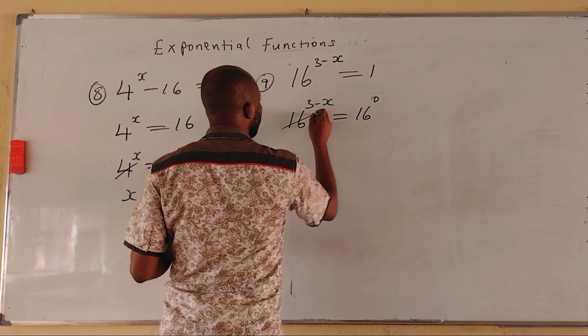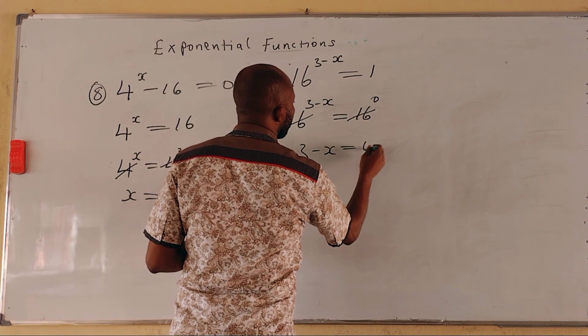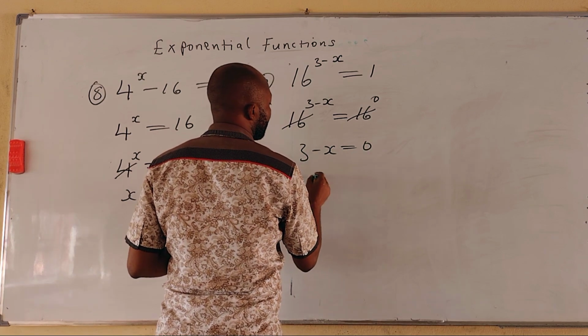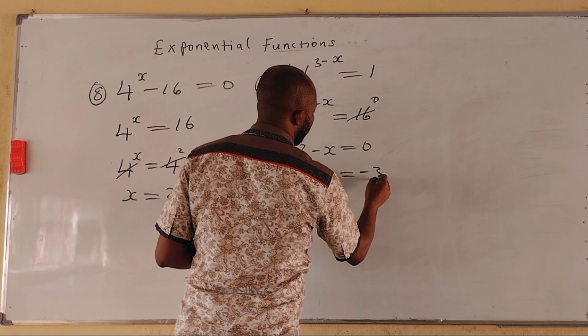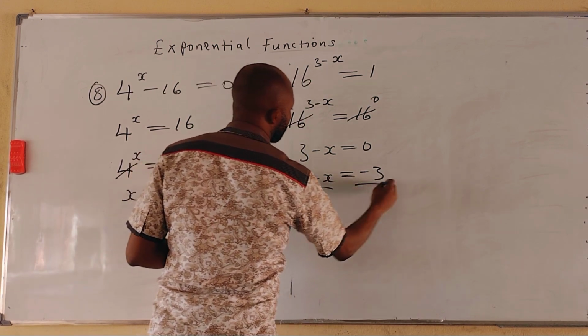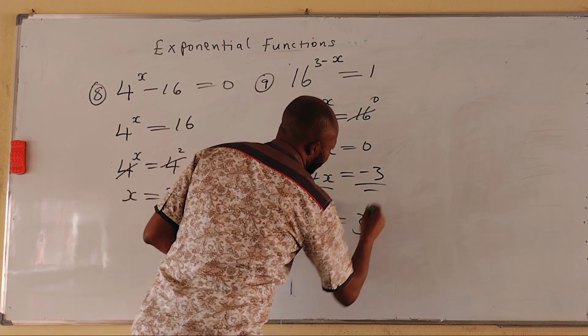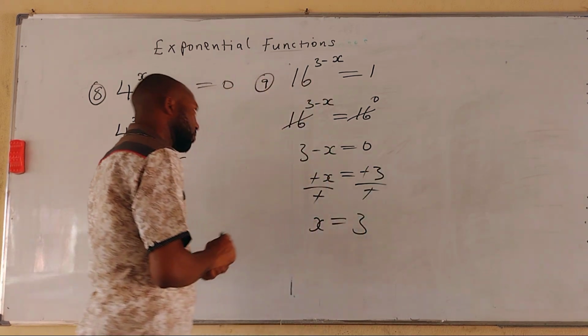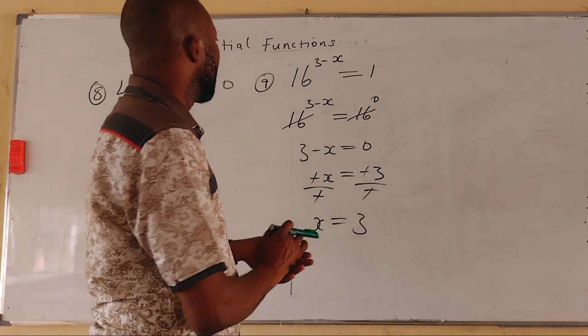Now if this is true, I have the same base. I can now cancel this. 3 minus x is equals to 0. Collection of like terms, minus x is equals to, this crossover become minus 3. Divide by minus, this cancel, my x is equals to 3. So that is it.